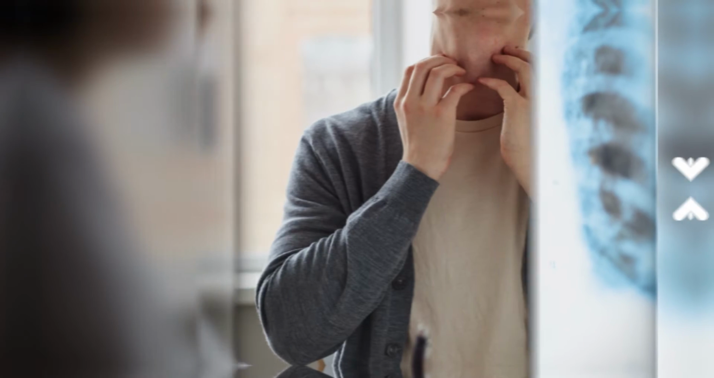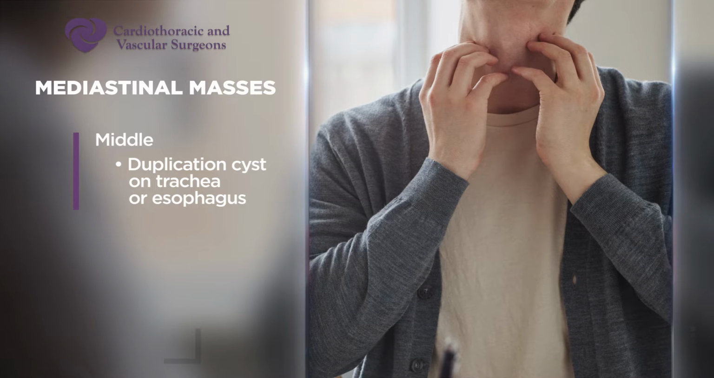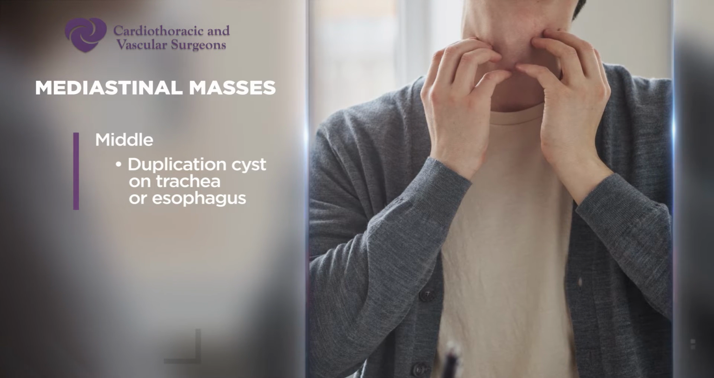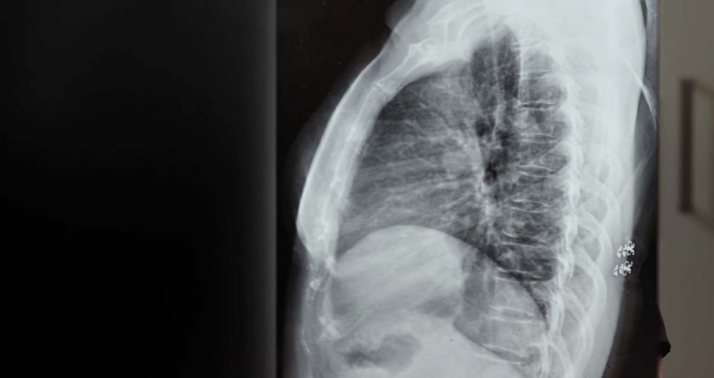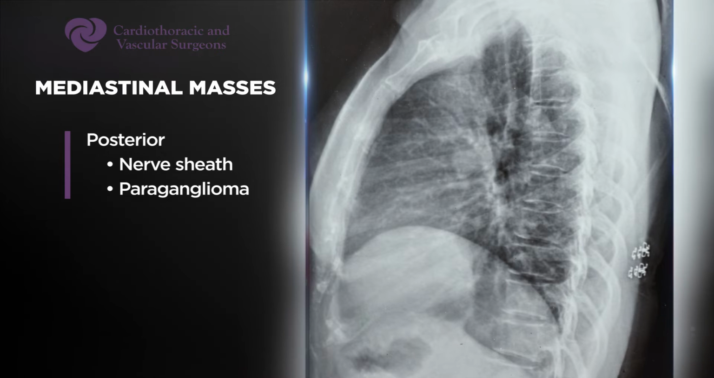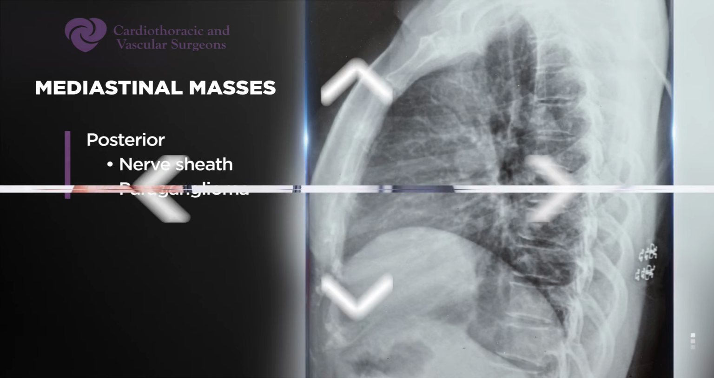In the middle mediastinum, that's going to be duplication cysts coming off of the airway, so the trachea and the esophagus. And they're basically little outpouchings that form during development. And they start off teeny tiny when you're babies, but they grow larger over time and can fill with fluid. And those can cause some obstructive type symptoms that will need us to go in and resect them. And then in the posterior mediastinum, you can have nerve sheath tumors and paraganglioma tumors as well. And those are going to be tumors that are back along the spine.